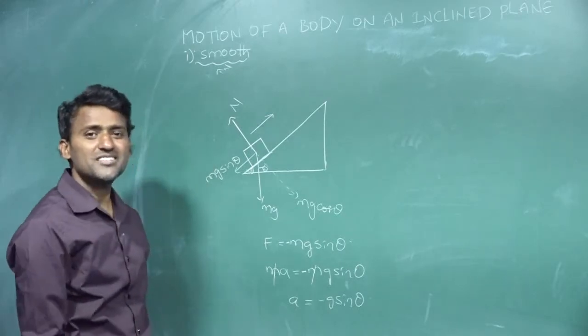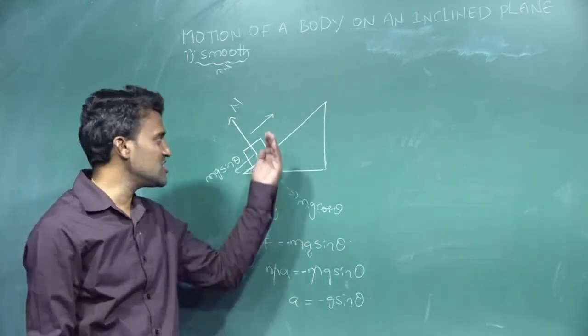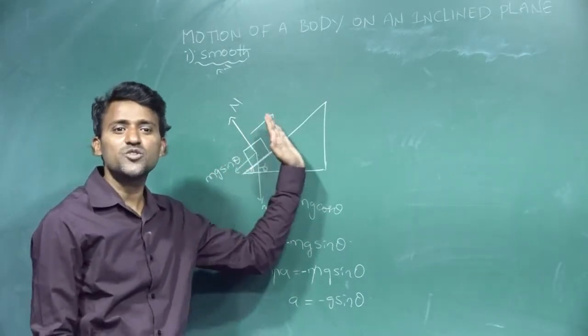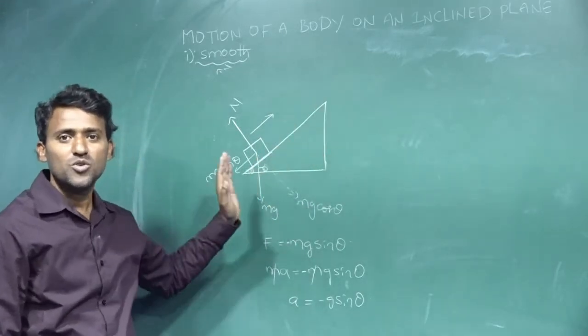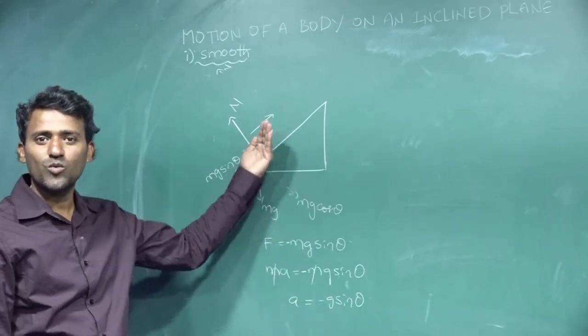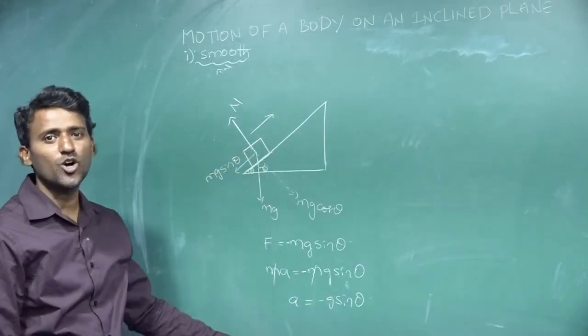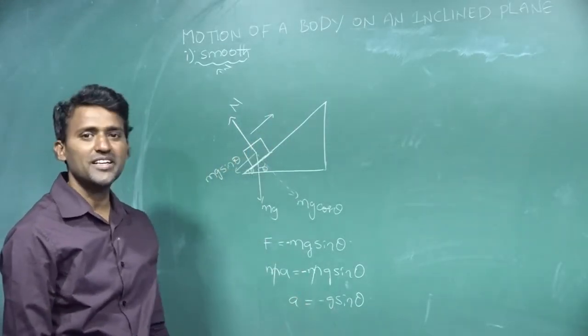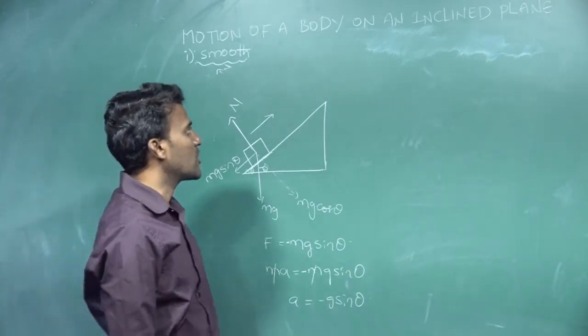What the minus indicates is that acceleration is in the downward direction. The object is going upward, so when the object is going upward, the acceleration direction is downward. That's why we are writing it as minus g sin theta, isn't it? Okay.